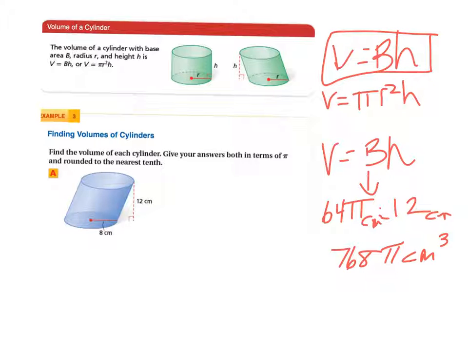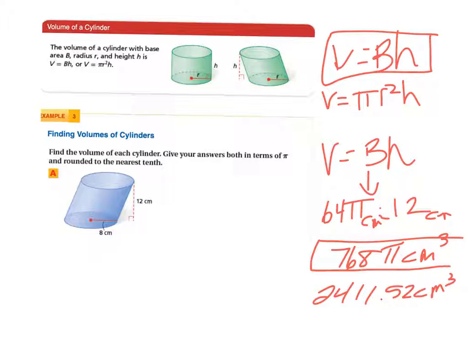And I could also actually multiply that number by pi. So if I take 768 times 3.14, I end up with 2,411.52 centimeters cubed, sorry. But this answer with pi is completely okay.